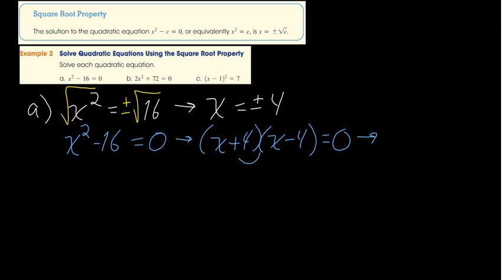Okay, so x plus 4, I set that equal to 0. When I set x plus 4 equal to 0, I get x is equal to negative 4. When I set x minus 4 equal to 0, then I get x equal to positive 4. So I get the same thing, x equal to plus or minus 4. Okay. All right, B.